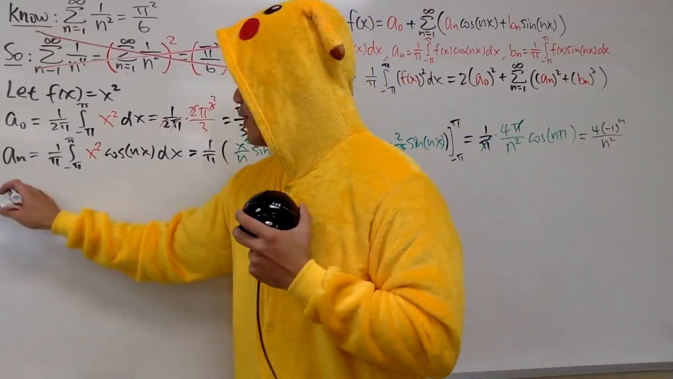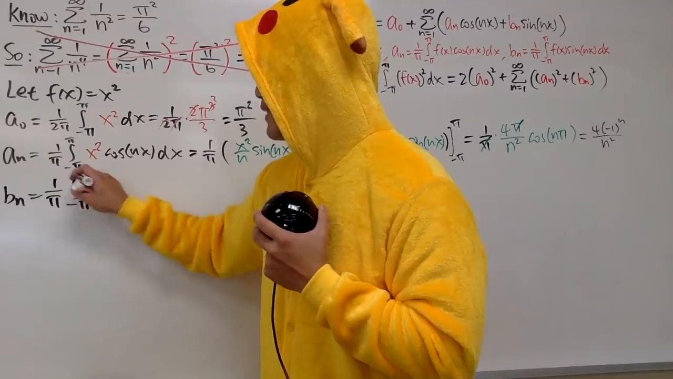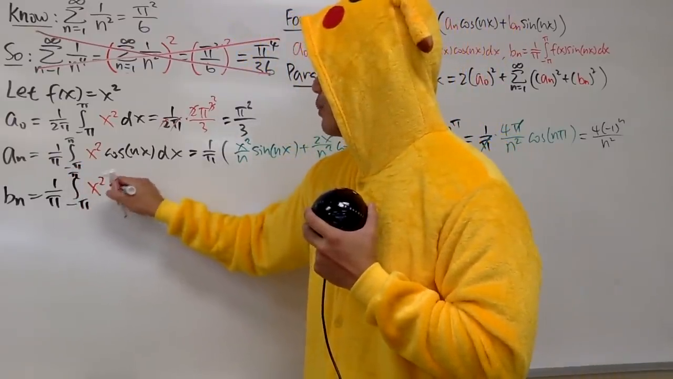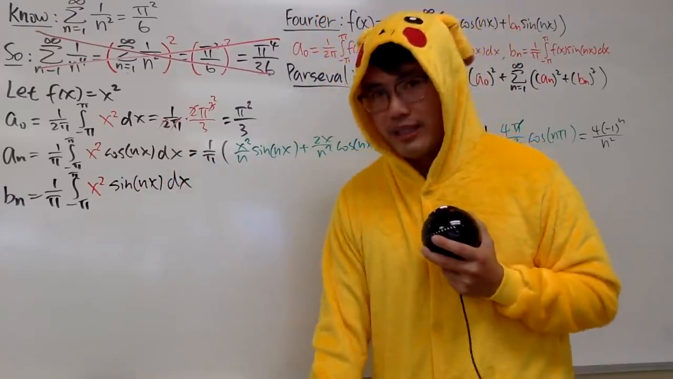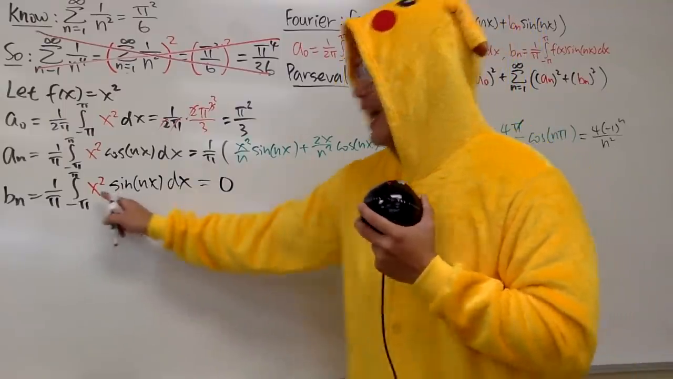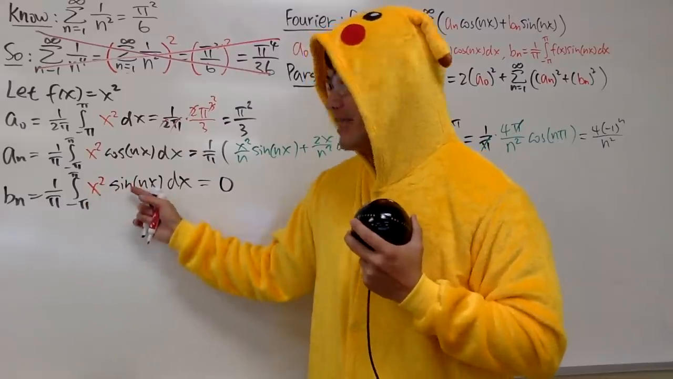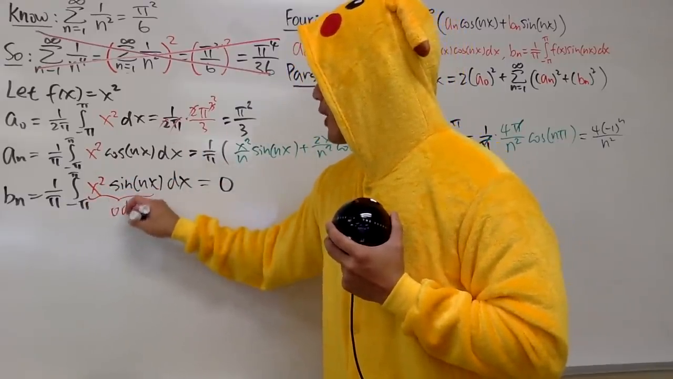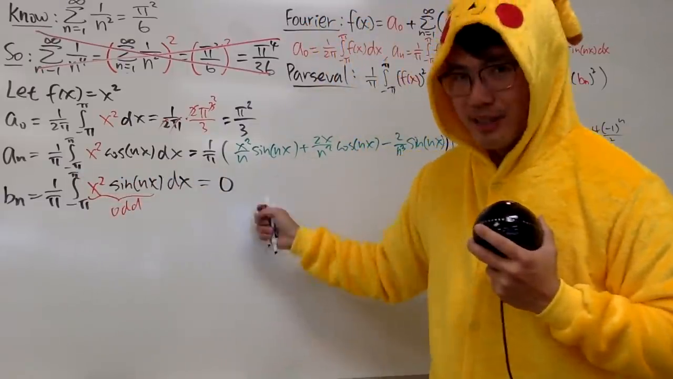And now for bn, of course, it's just 1 over pi times the integral from negative pi to pi. And then, of course, the function is, again, x squared. But this time, we multiply this by sine of nx. And this right here is actually really nice because it's equal to 0. And the reason is because x squared is even, sine is odd. Even times odd, it's an odd function. And when we are integrating from negative pi to pi over an odd function, well, we get 0.